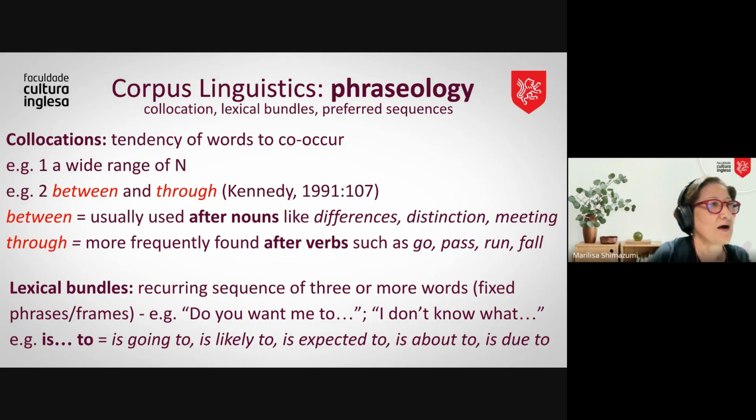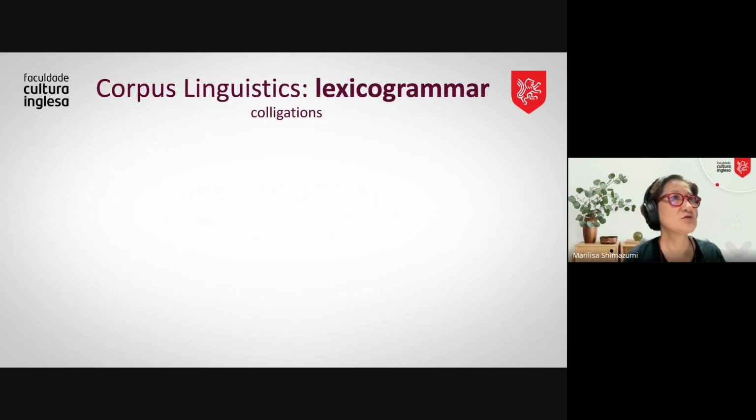High and low, okay? This is a binomial, right? So lexical bundles are fixed language frames that help students sound more natural.